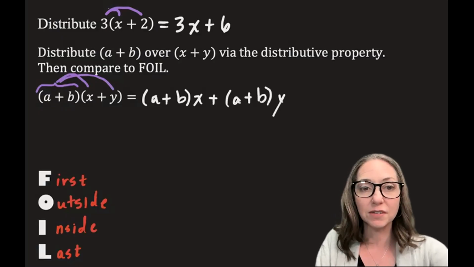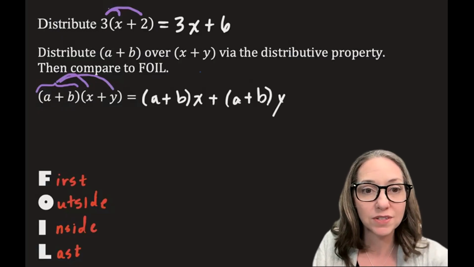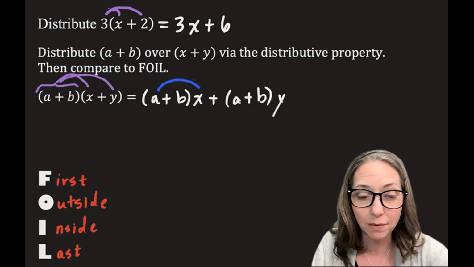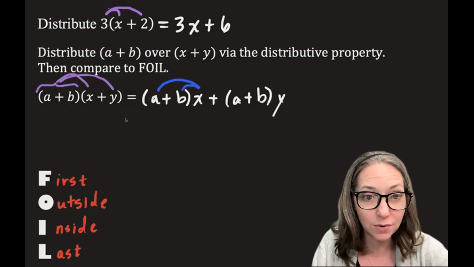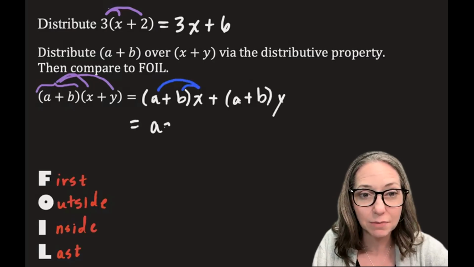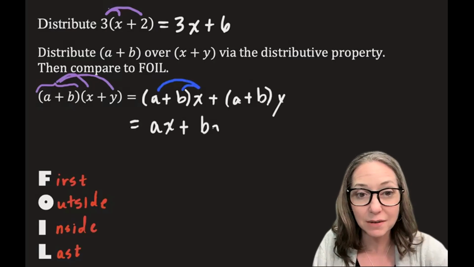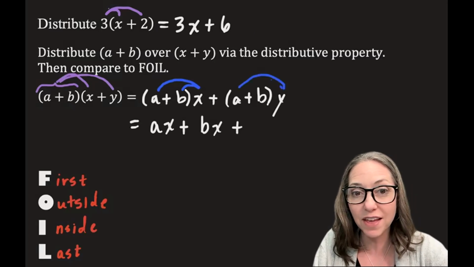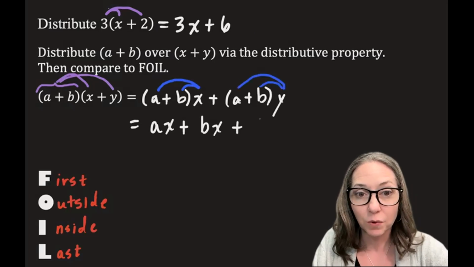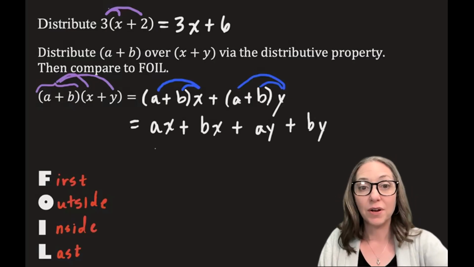And then that gives us something else that we can distribute backwards. The x can be distributed backwards to the a and to the b, and so can the y. So that will give us a times x plus b times x plus, if we also distribute that y backwards over that a plus b, we'll have a times y plus b times y. Okay, and that is the answer.